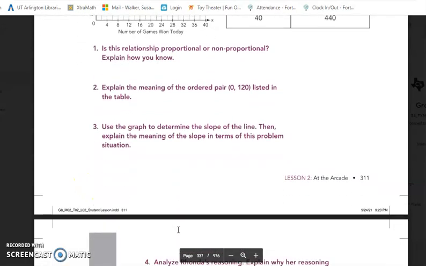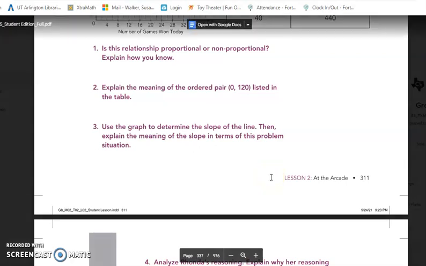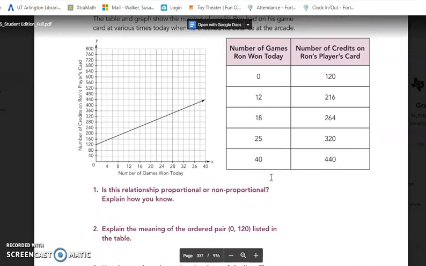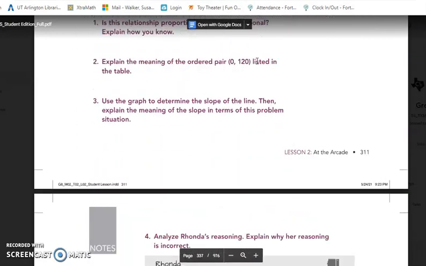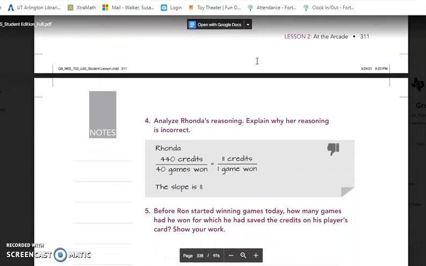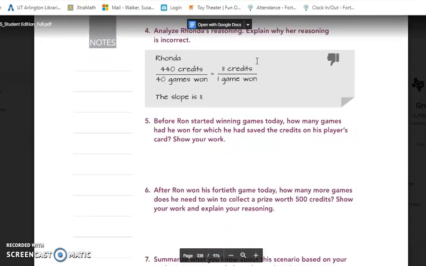So what does that mean? 8, or 8 over 1, it may be easier to explain it this way, basically means that I get 8 credits per game or per win, right? Per game or per win. I'd have to see what the table says. The table says, yep, based on how many they won. Okay, so that's our slope. It's 8 or 8 over 1. Okay.